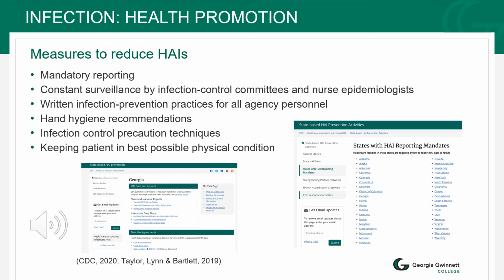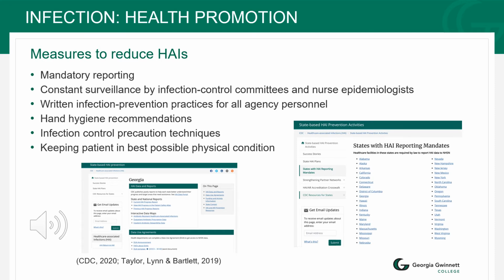Other ways that healthcare systems are preventing these infections is by having written infection prevention practices for all personnel. And not only is it written, they are making sure that they are followed. They're constantly watched by infection control committees, and we have nurse epidemiologists that will round and see where those infection numbers are coming from and why are they higher, right? So do we have these protocols in place? And if we do, then where's the disconnect, or what do we need to change, right?